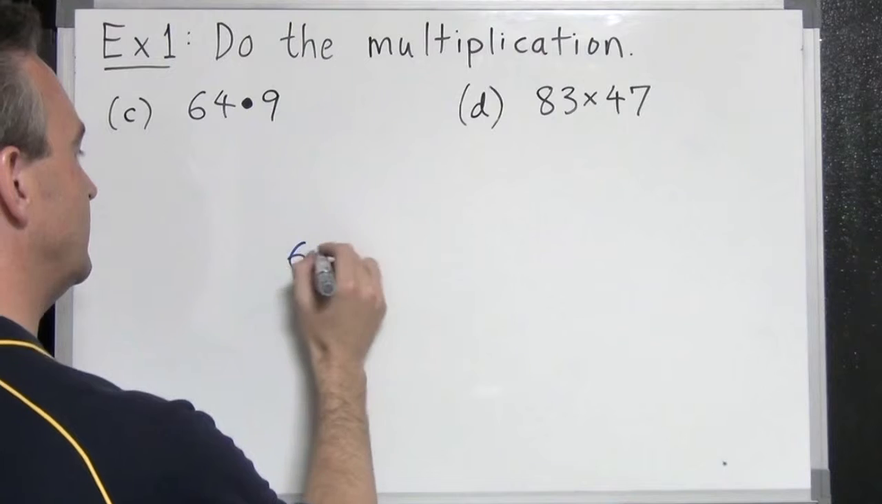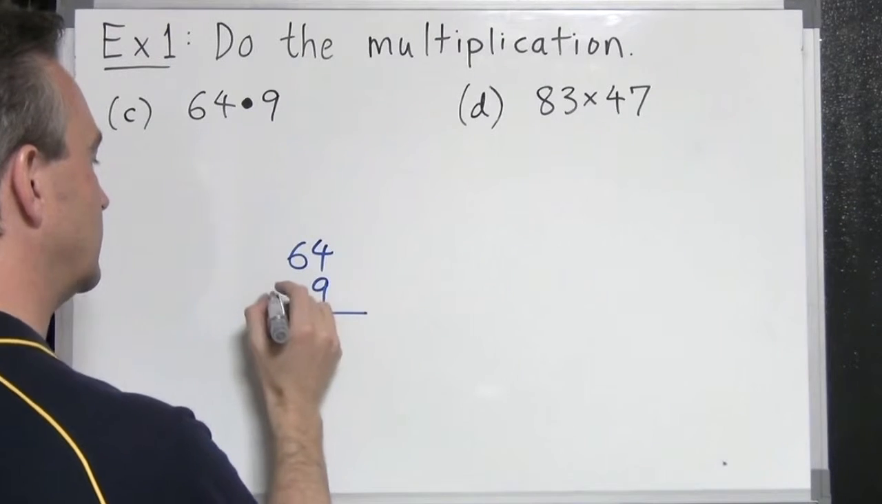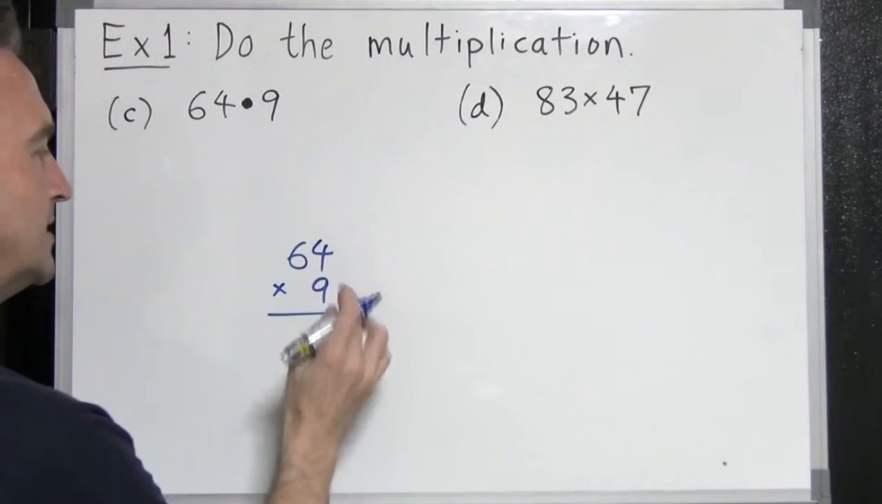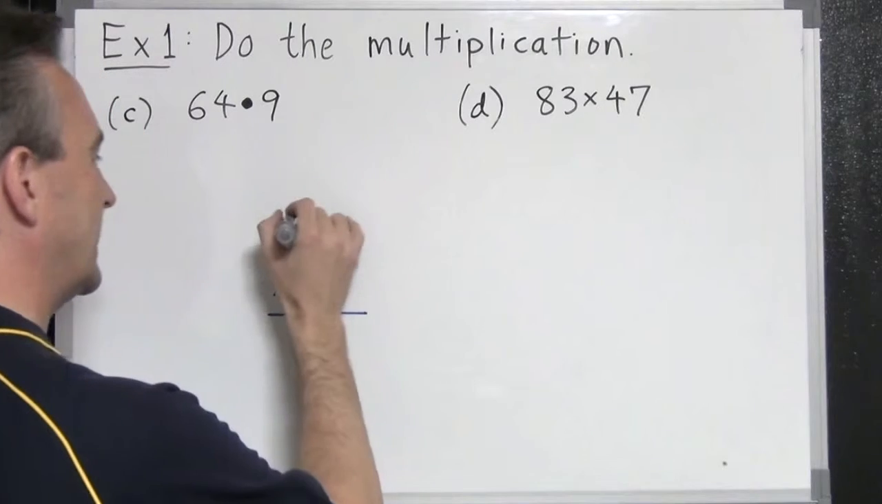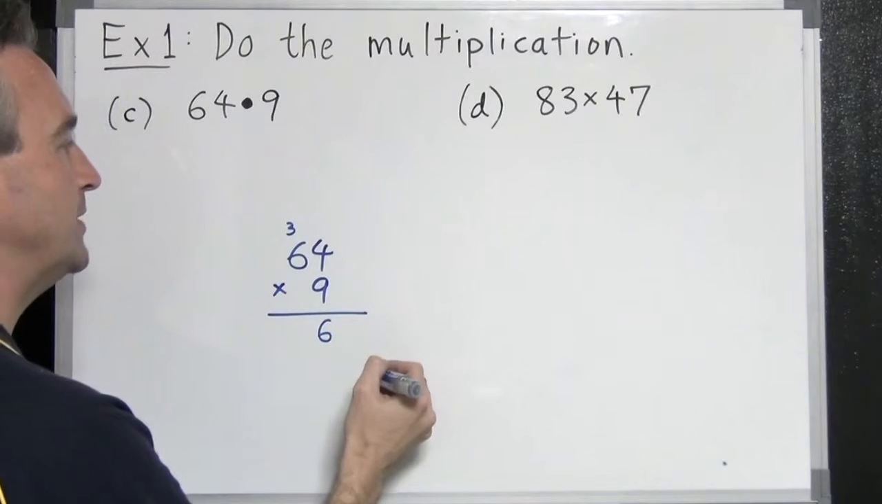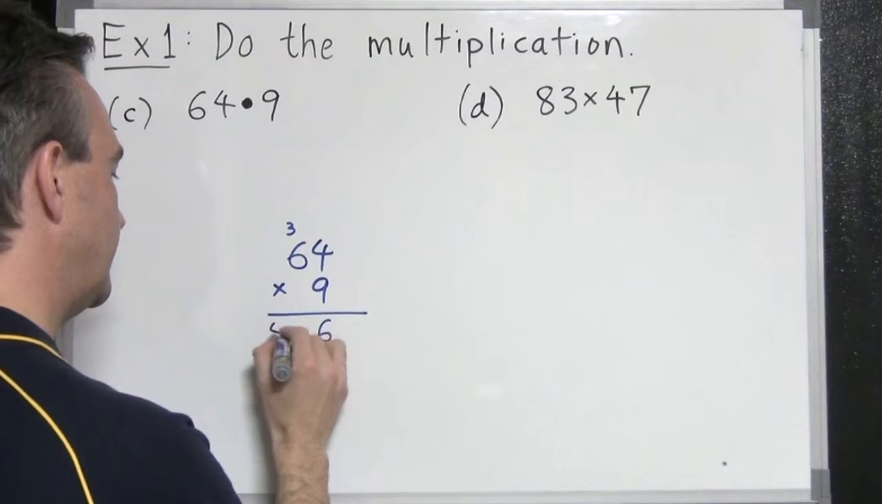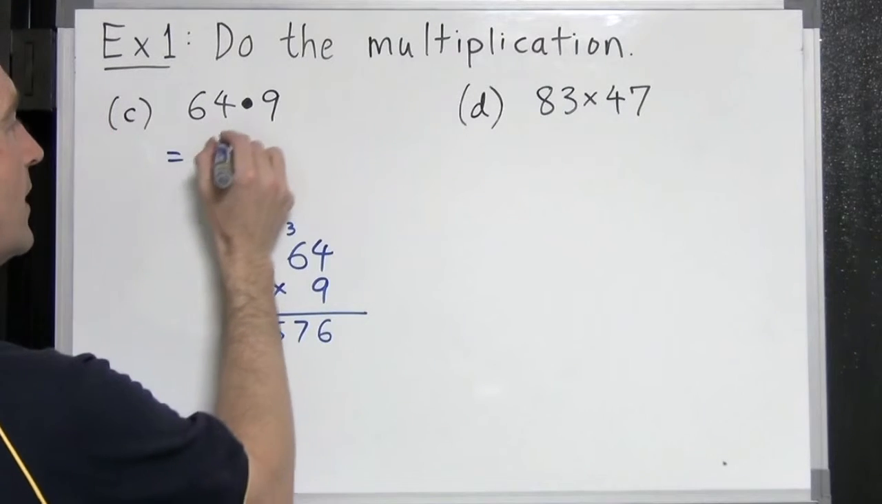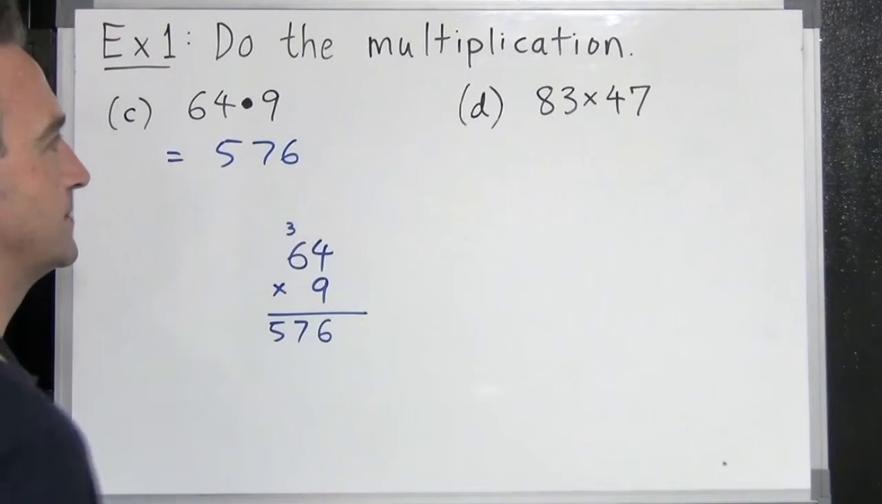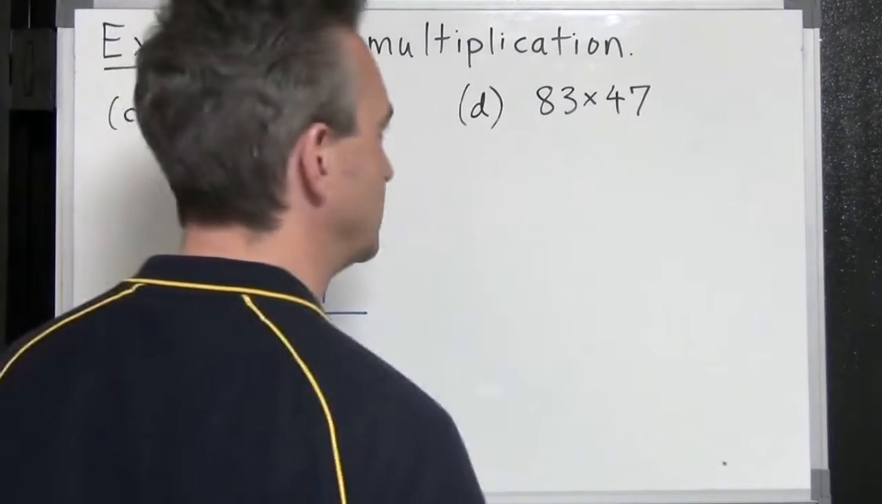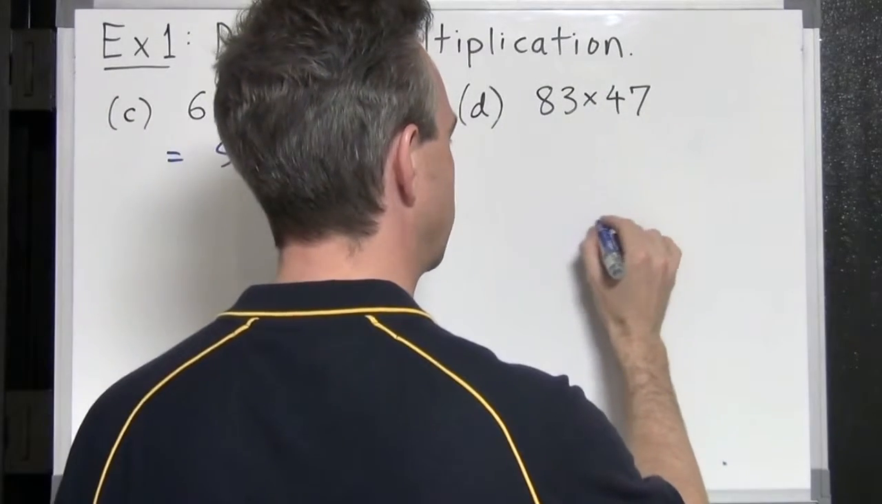So we're just doing 64 times 9. Let's give this a try. 4 9s are 36, so we write the 6 and carry the 3. 6 9s are 54, plus 3 is 57, giving us 576.